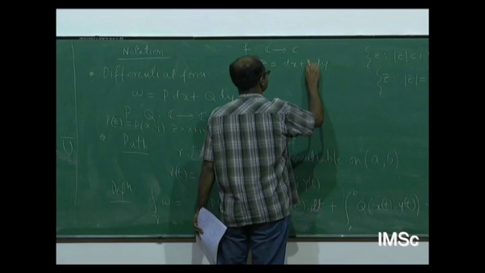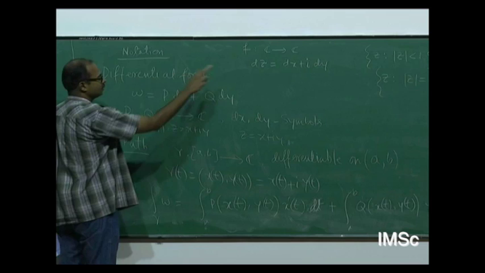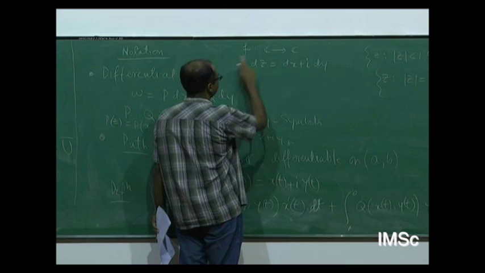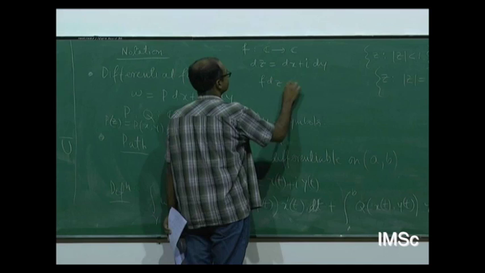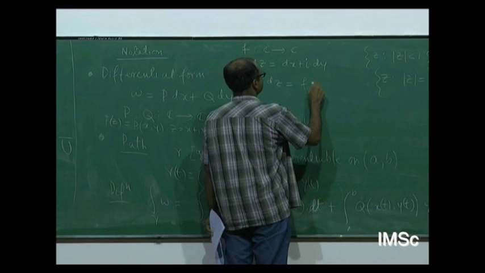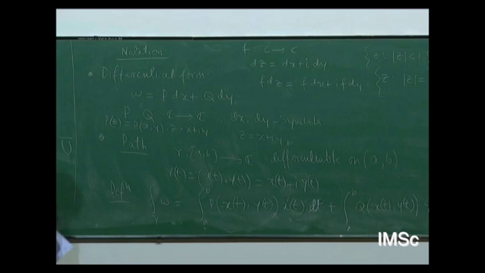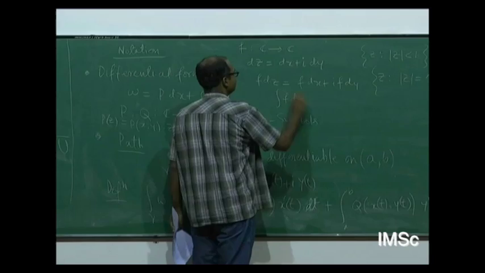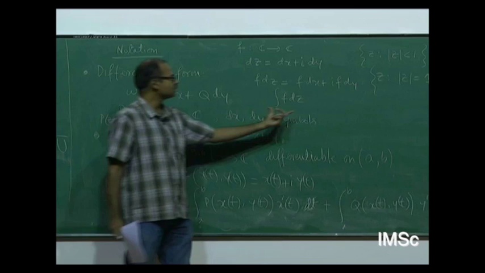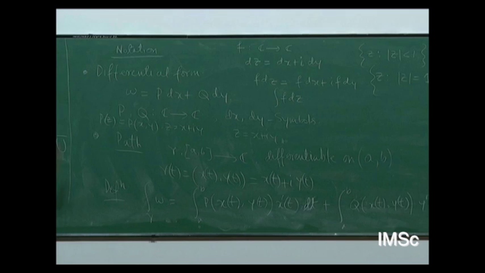Here p is just one, the constant function one. Q is i. And corresponding to a function, we write this like this: f dz. So we write f dx plus i f dy, where f serves as this function, f is this and i f is this. And so the integration of f dz falls into exactly the same thing. So this is an integration of this special differential form. So complex integration is integration of differential forms. That's the setup we are going to use.